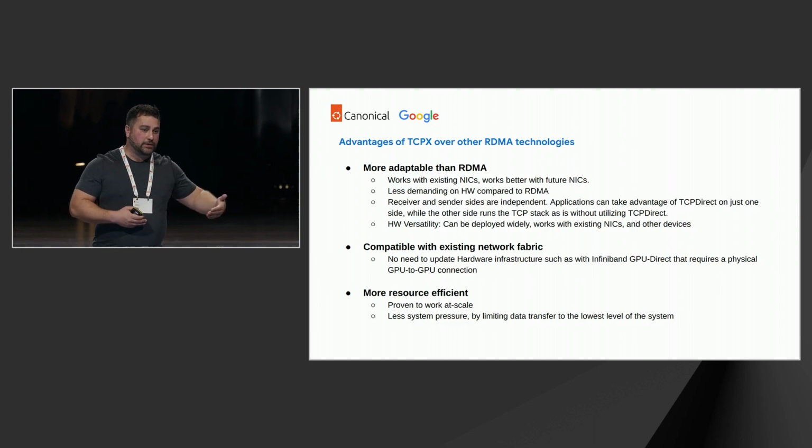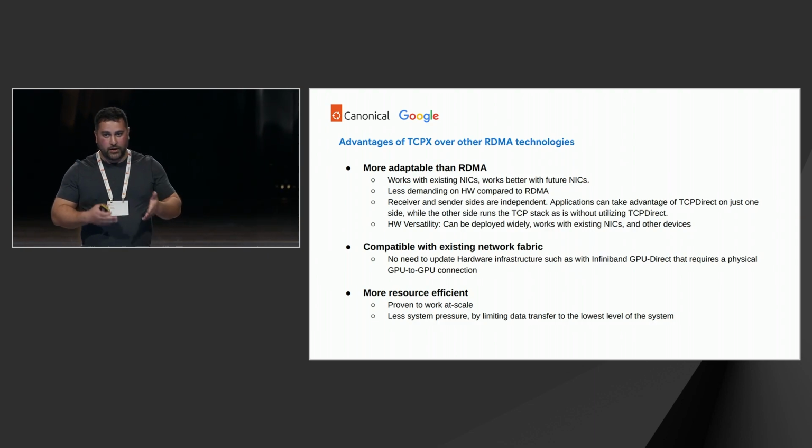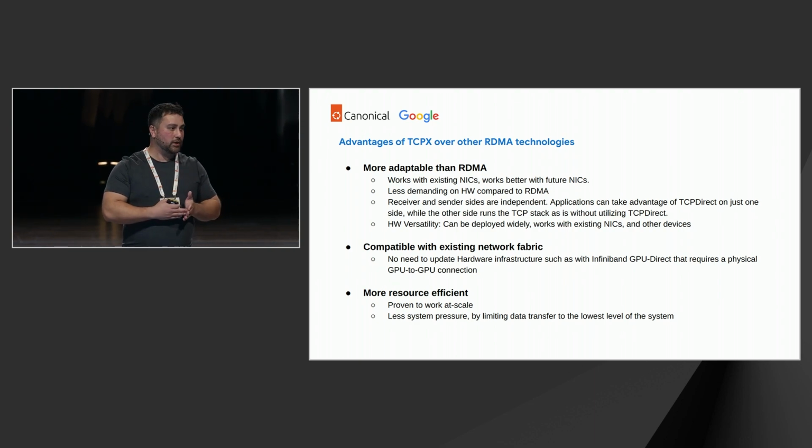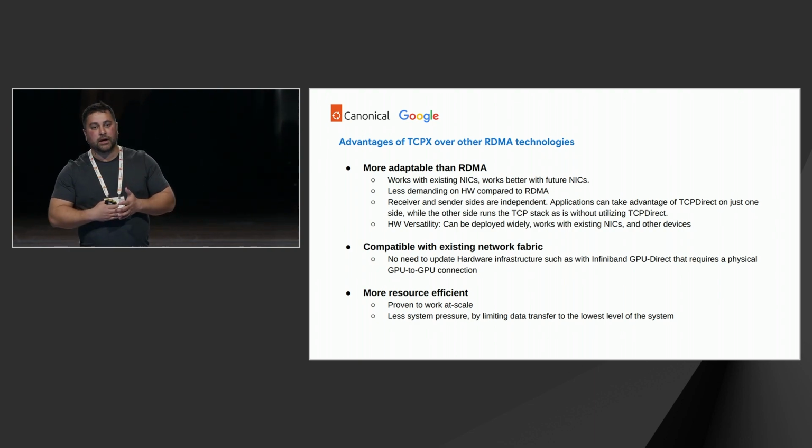Some of the advancements, because it's based on TCP, and TCP also is obviously evolving with their own improvement in stacks, naturally TCPX becomes better and better over time because it's leveraging the TCP technology itself. We already talked about how it is less demanding on the hardware compared to the other RDMA technologies. This is one of the most fun points, the next one I'm about to make.